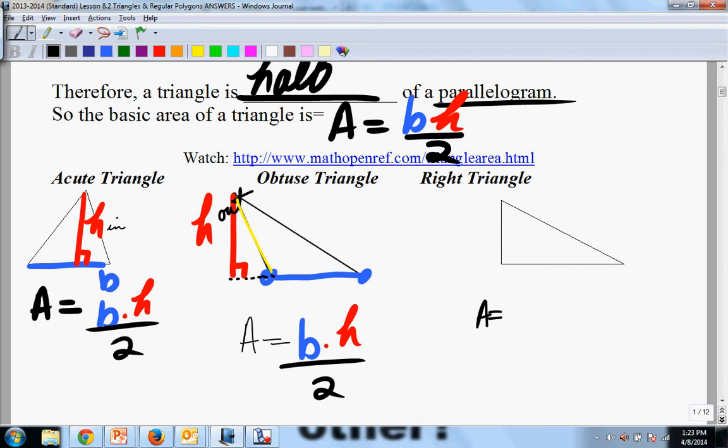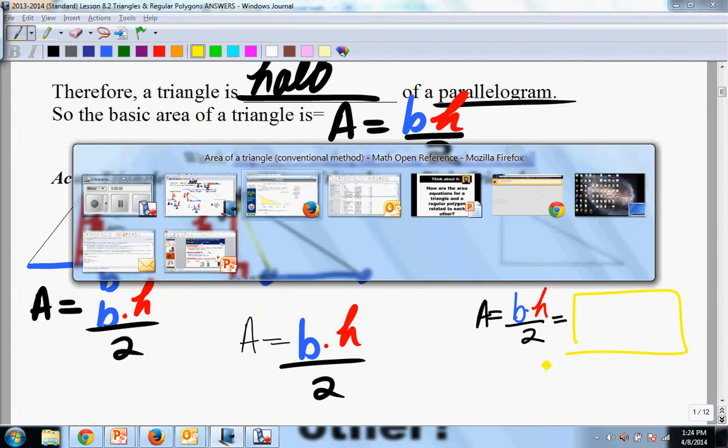Now, for a right triangle, the equation's a little bit different. Technically, it is base times height over 2, but I have a slight variation, and I'll tell you why in just a moment. So for now, base times height over 2, and there's going to be a variation here that I prefer. What I show you over here is going to be the preferred version.